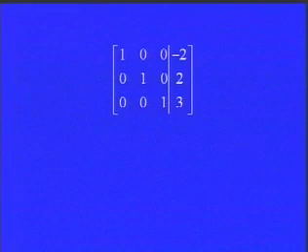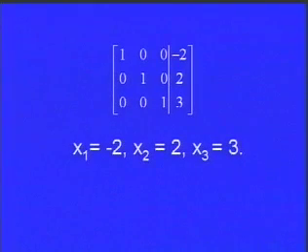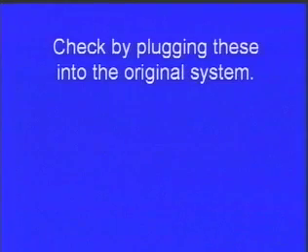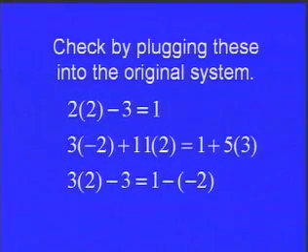All right, so now I finally have this thing in the form that I want. And I'm able to write down the solution, which is x1 is equal to negative 2, x2 is equal to positive 2, and x3 is equal to 3. Okay, remember, if you have the time, check yourself. So let's just check this into the original equations and see if I get something that I really believe. Is 2 times 2 minus 3 equal to 1? Yes. Is 3 times negative 2, which is negative 6, plus 22 equal to 1 plus 15? Yes. What about 3 times 2 minus 3 equals 1 minus negative 2?